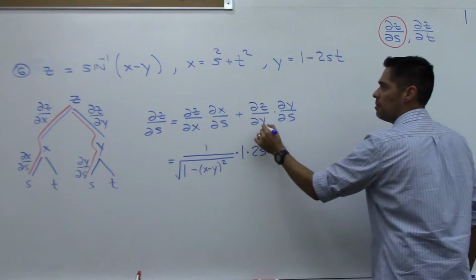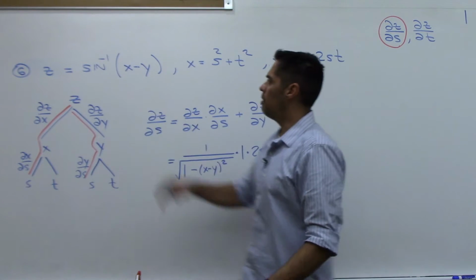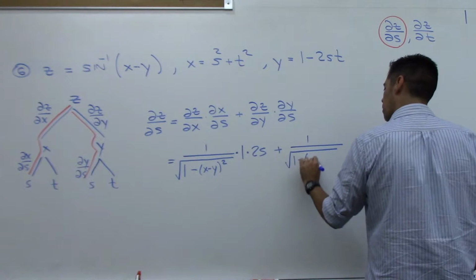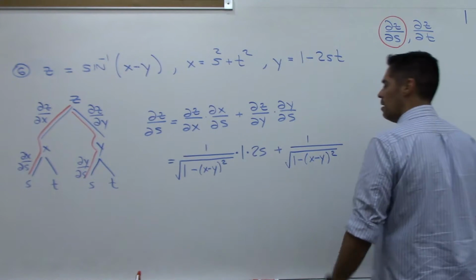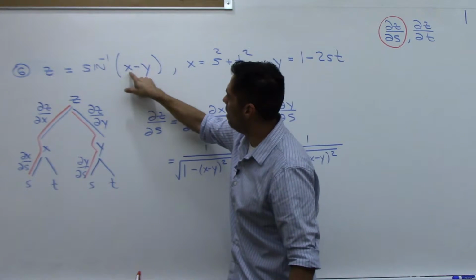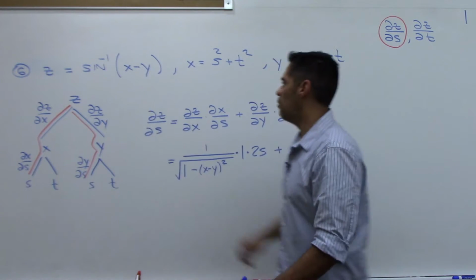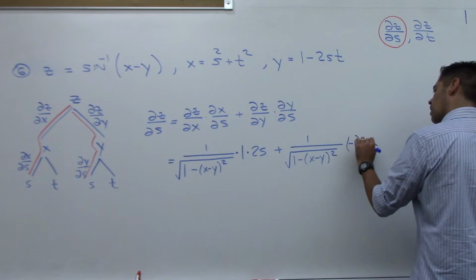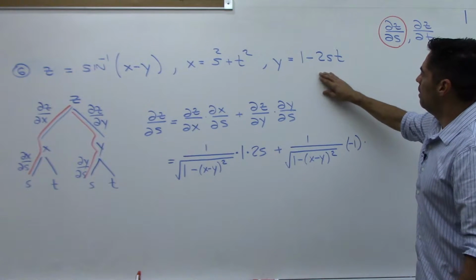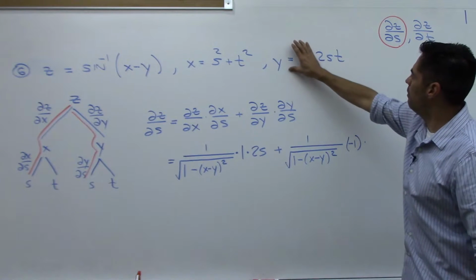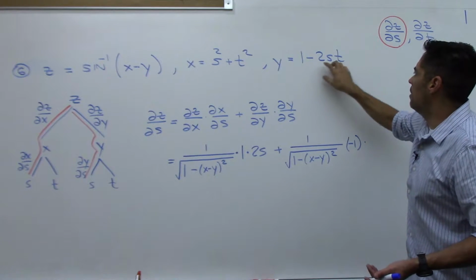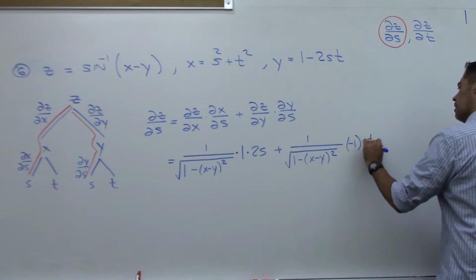Plus, now partial z with respect to y, same thing, derivative of arc sine of something is 1 over square root of 1 minus whatever was inside the argument squared, then times derivative of what's inside with respect to y. So x is a constant, that's 0. Derivative of negative y is -1. Times partial y with respect to s. So here's y. Treat this like a constant. Derivative of 1 is 0. So derivative of s by itself is just 1. But then I have times -2t, so -2t.